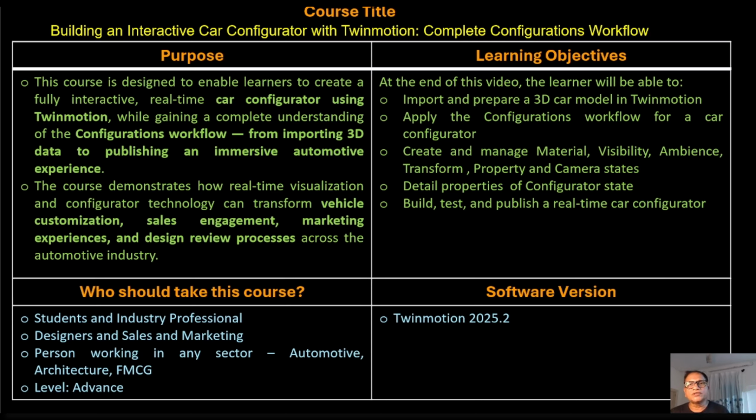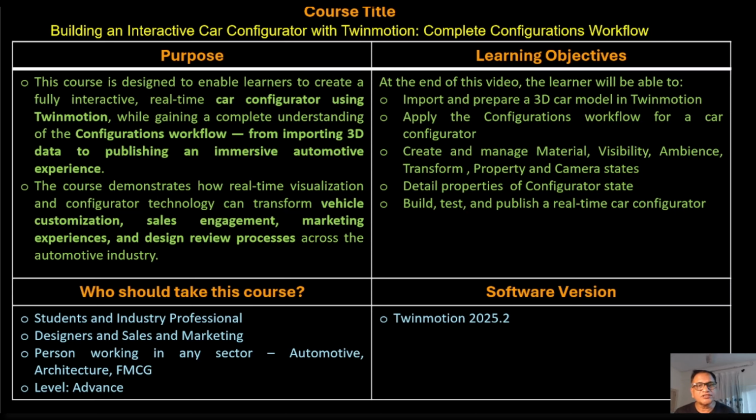And what you are going to learn is how to bring CAD data into Twinmotion and apply the configuration workflow. Then we'll create the configurator for material, visibility, and ambience. We'll take a vehicle model, and on top of this we'll create everything and change the states, and we'll see how a configurator is built. We'll see the detailed state of each of the features. We'll build, test, and release it. That's all we'll have. But towards the end, there is one more surprise I'm going to talk about.